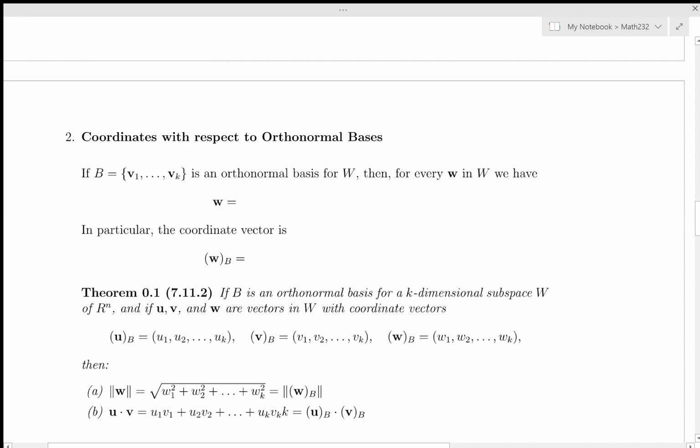Now, if the basis that you want to reference your vector to is an orthonormal basis, then it is easy to compute the components of W referenced to that basis without doing Gaussian elimination. And you do that in the following manner. You take the vector and you dot it with the first basis vector, and that is the scalar amount of V1 that you want. And then you do the same thing for all of them.